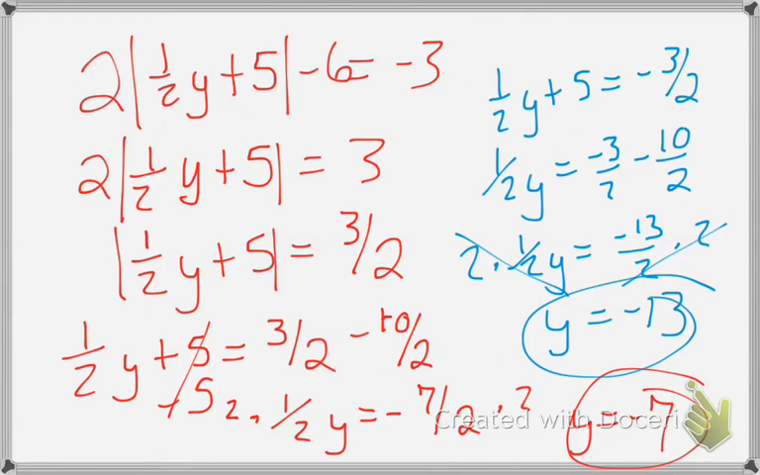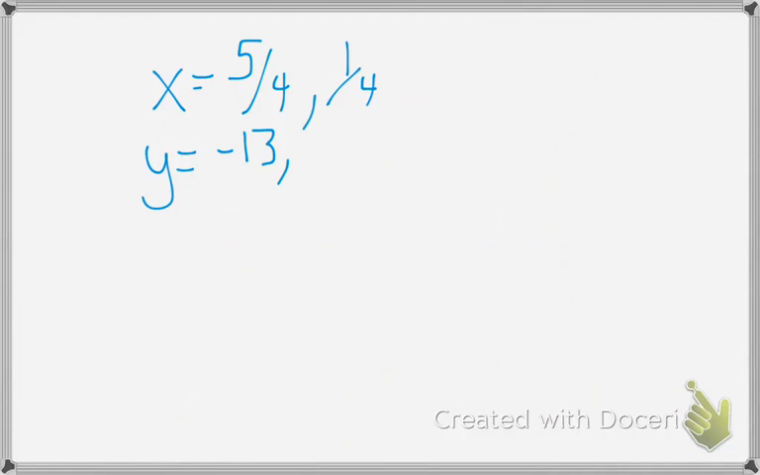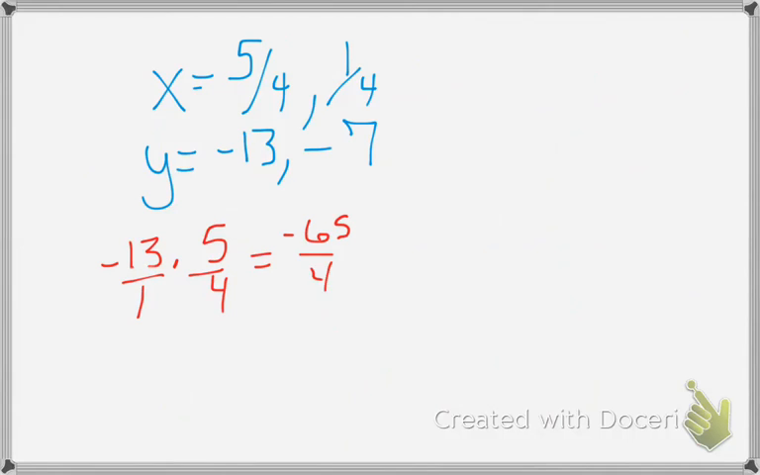So between these different values, we need to find out which one gives us the smallest product. So I had x is equal to 5 over 4 and 1 over 4. I had y is equal to negative 13 and negative 7. So the different products I have available: I would have negative 13 times 5 over 4, which will give us negative 65 over 4. And I have negative 13 times 1 over 4, which will give us negative 13 divided by 4.